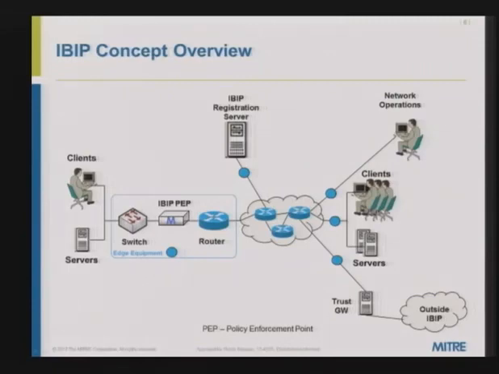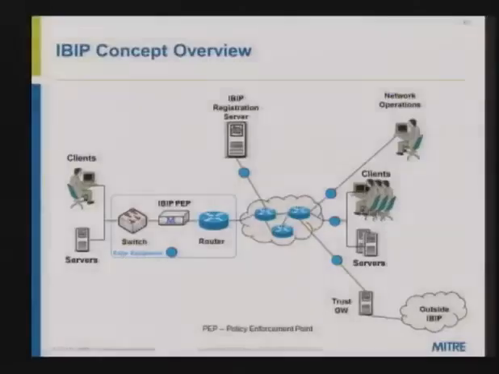This is where we foresee this eventually being incorporated into commercial products. We refer to this concept of the switch, PEP, router as the IBIP edge string. Essentially, each end user is connected to the switch, and IBIP then backs each one of those by the PEP.